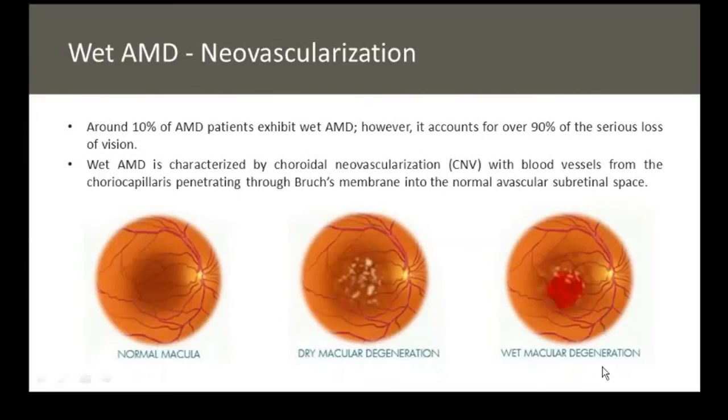There are two types of AMD. The dry form of AMD results from atrophy of the retinal pigment epithelial layer below the retina, which causes vision loss through loss of photoreceptors in the central part of the eye. The wet form of AMD, also called neovascular AMD, causes vision loss due to abnormal blood vessel growth, which is CNV. Around 10% of AMD patients exhibit wet AMD. However, it accounts for over 90% of the serious loss of vision.